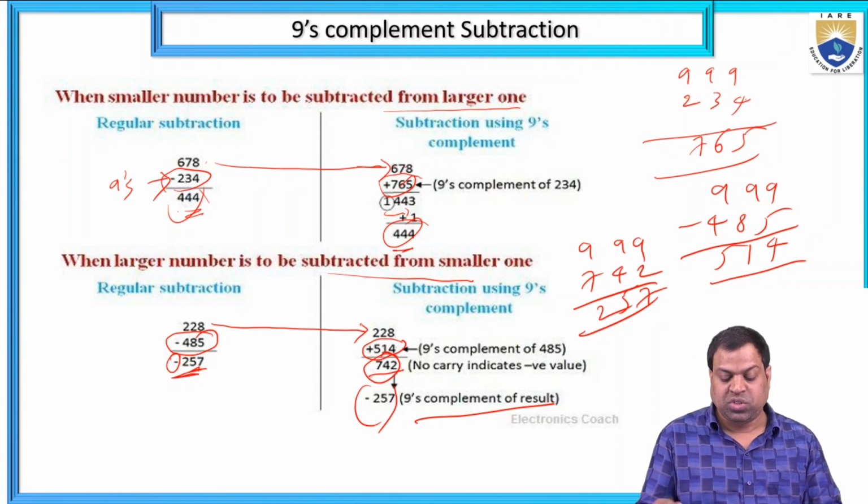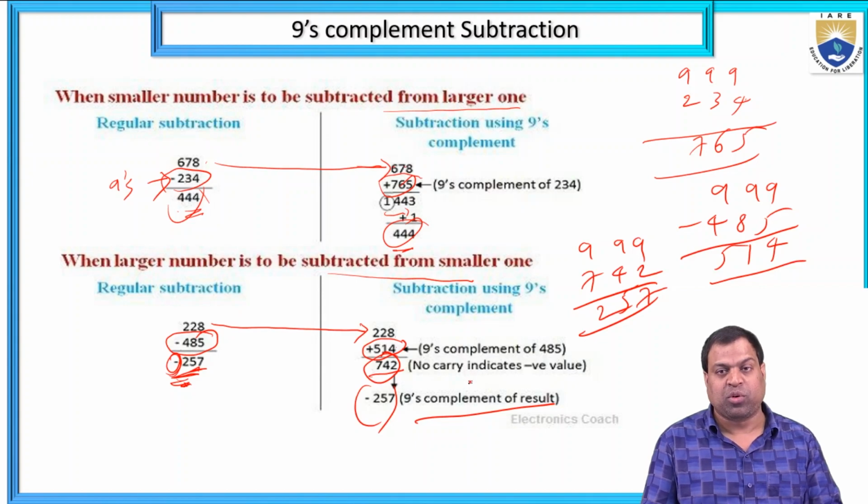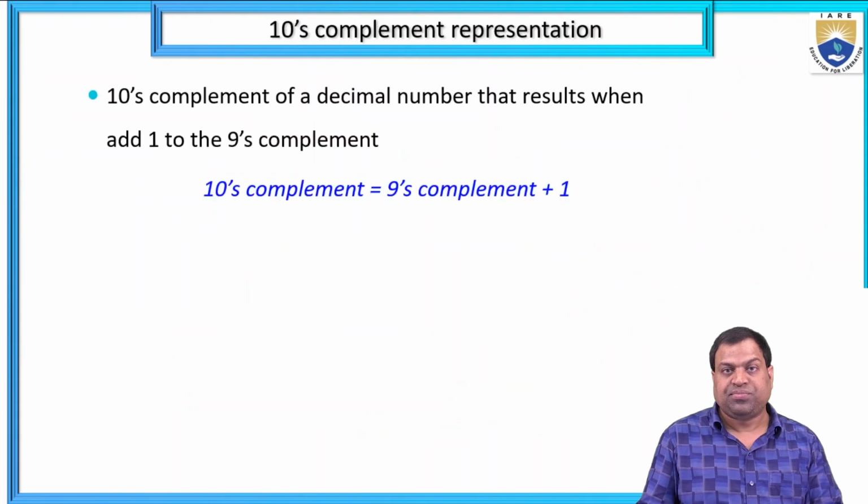So what is the difference? We are not adding the carry again. Why? Because that is for larger minus smaller, but here it is smaller minus larger. When we get a negative value as the result, we perform the 9's complement again after getting the result. That is called 9's complement.